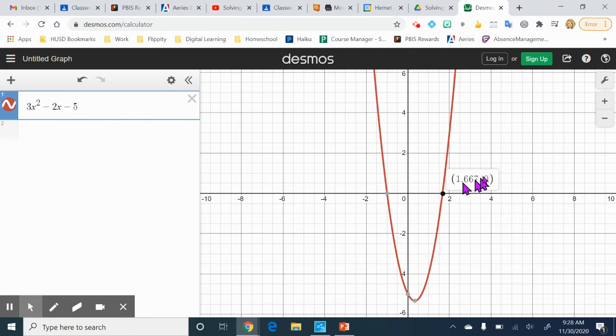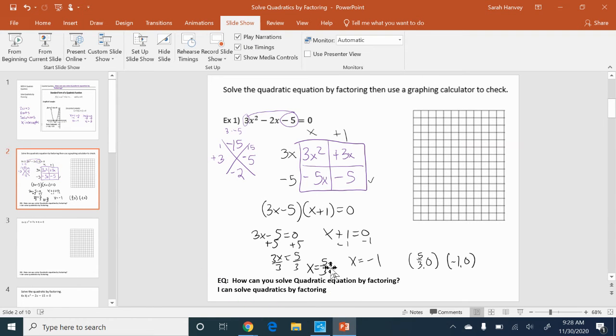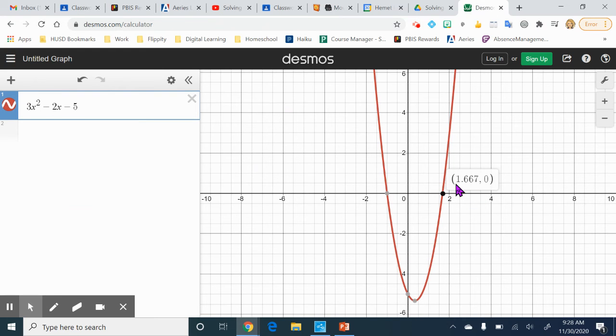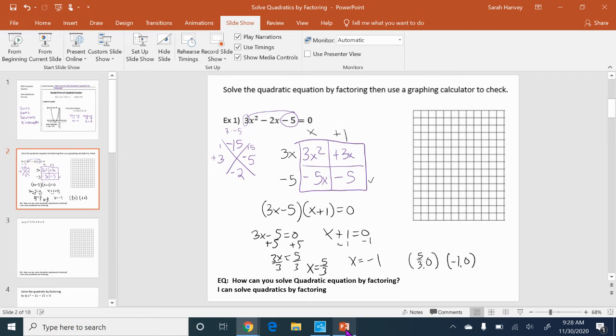We click here. If we actually divide 5 by 3, that is the decimal 1.667. And then we got -1. So those are the exact same answers as when we factored it. So that is just a little trick to make sure you're doing it right. If you go and put it into Desmos, you'll see where they intersect.